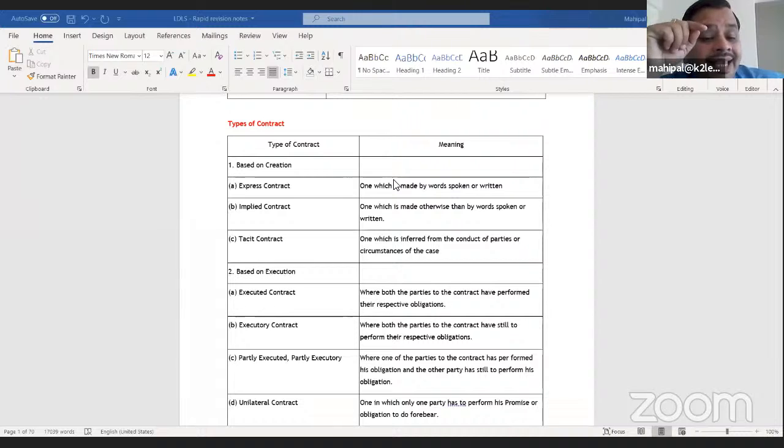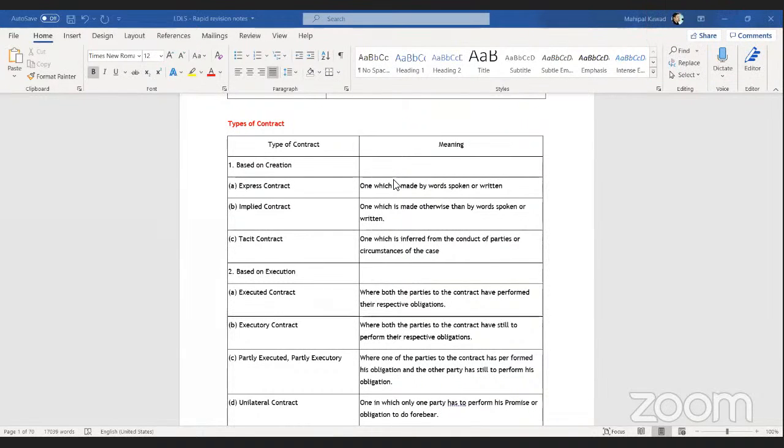Based on execution, we have executed. Please remember the term TED, past tense, which means where both the parties have performed their respective obligations after the formation of contract. Executory, again future, where both the parties have promised to perform their obligations after the formation of contract. Partly executed, where one of the parties has performed, the other is yet to perform.